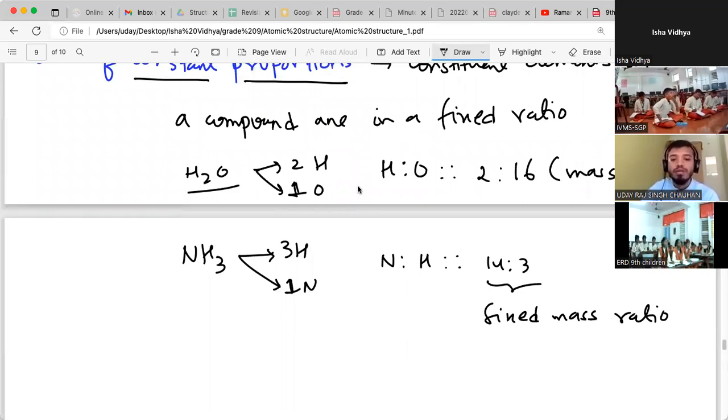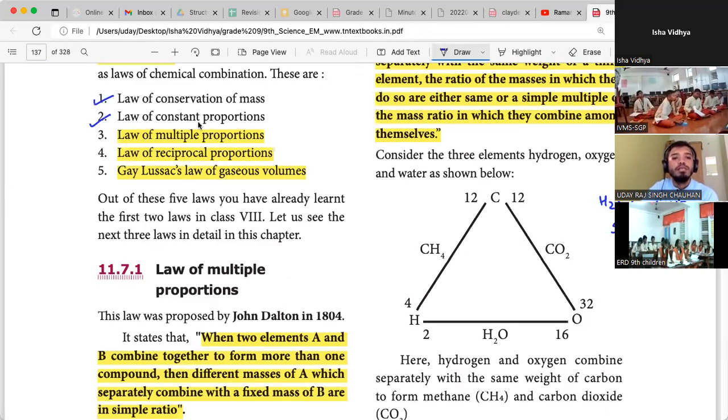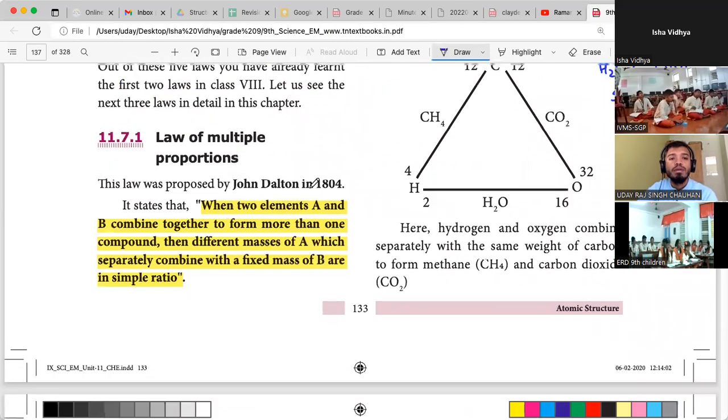So this is the law of constant proportion. Suppose ammonia, you prepare it in the lab or take it from somewhere else, the ratio will also always be fixed. Okay, here we'll focus on the next 3 laws. Okay, law of multiple proportions.